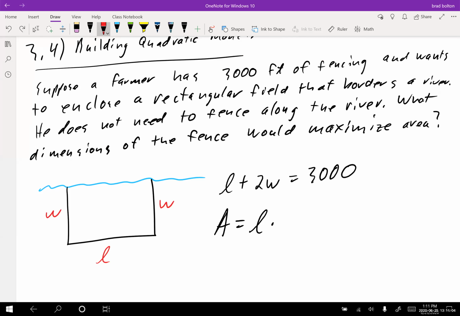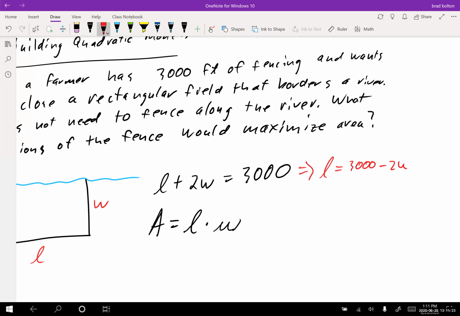Okay, so length times width. The good news is I can come over here and solve for L. L equals 3,000 minus 2W, if I just subtract 2W over to the other side, right? So now I have a replacement for L. This is a substitution method. You guys should have learned this before.